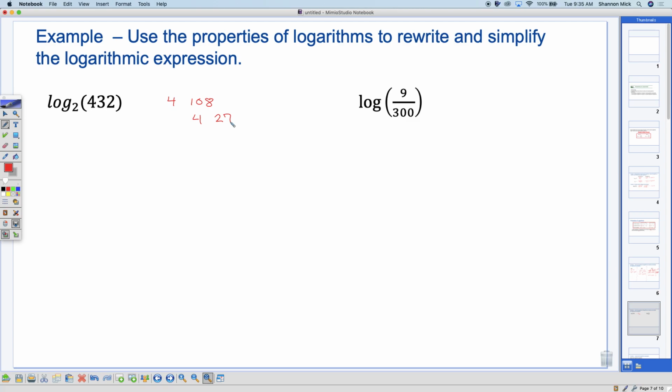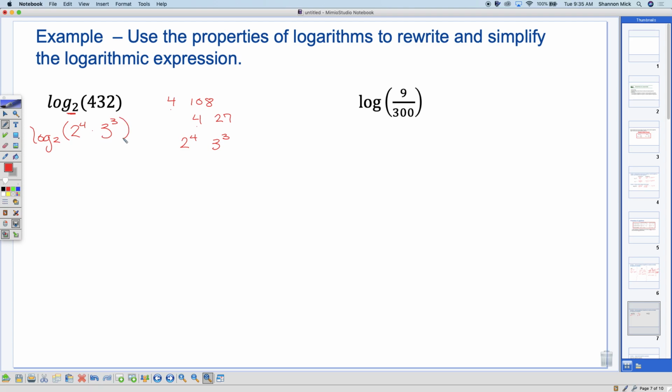Yes. Well, we already know 27 is 3 cubed. So I know this is 3 cubed. But what is my base? 2. So do you think I wanted to make my 4s into base 2? Because it would allow me to use other properties, wouldn't it? 4 times 4 is 16, which is 2 to the 4. So I now have log base 2 of 2 to the 4th times 3 cubed.